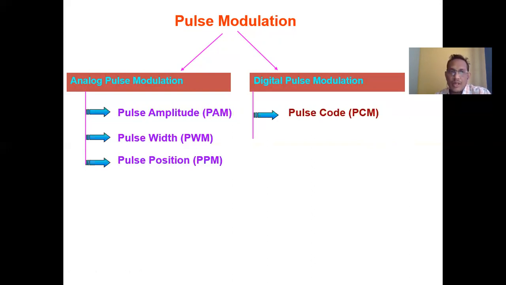We can convert this analog pulse modulation into digital pulse modulation. That means how to obtain pulse code modulation from pulse amplitude modulation. That is a part of your unit number 6. That's why it is called pulse modulation.